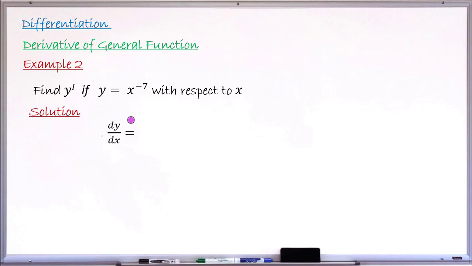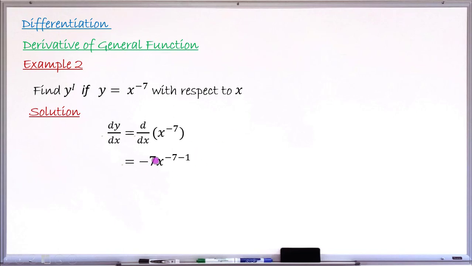And this will be nothing but d by dx of x raised to the power of minus 7. I have replaced y in this dy by dx by x raised to the power of minus 7. So you now remember the rule. The rule says that the power will be reduced by 1, and that power, before you reduce it, will now multiply whatever coefficient you have there. So this is now equal to minus 7.